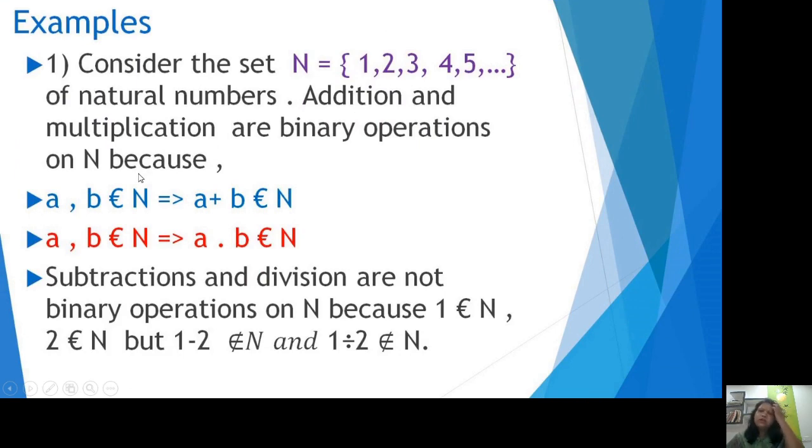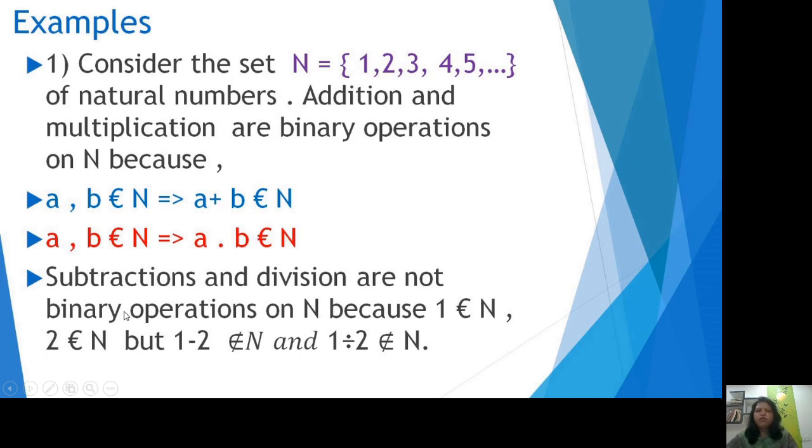What happens in the set of natural numbers? If we take two numbers a and b from the set of natural numbers, and if we take the addition of two natural numbers, then it gives us again a natural number. Similarly, if we take the product of two natural numbers, it gives again a natural number, and therefore addition and multiplication are binary operations on N.